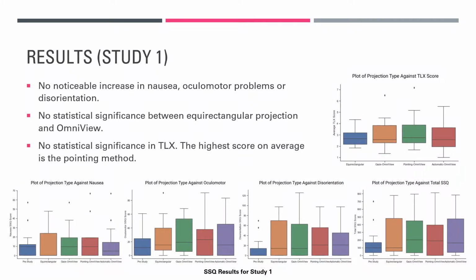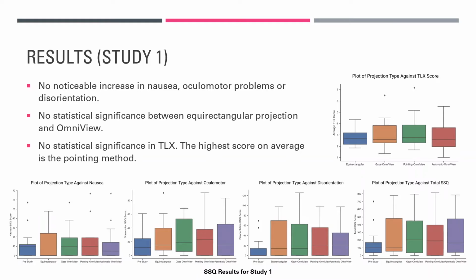As the result of study 1, since the SSQ results showed no statistical significance between the conditions, there was no noticeable increase in nausea, oculomotor problems, or disorientation. And there was also no statistical significance between rectangular projection and OmniView by analyzing the spatial distance error and reaction time.